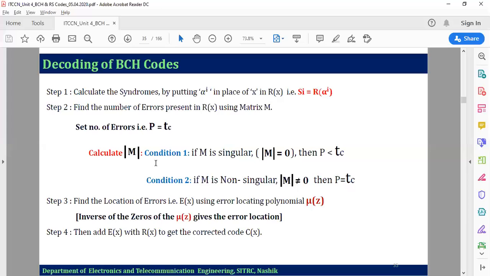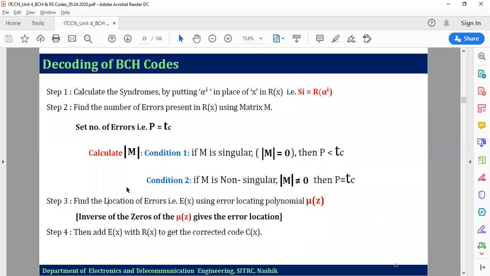The important condition is: if M is singular, then the number of errors is less than TC. If M is non-singular, then the number of errors is what we assumed, that P is equal to TC. This is a very important step. If you are done with step number two, please let me know. Okay, so step number two is completed.